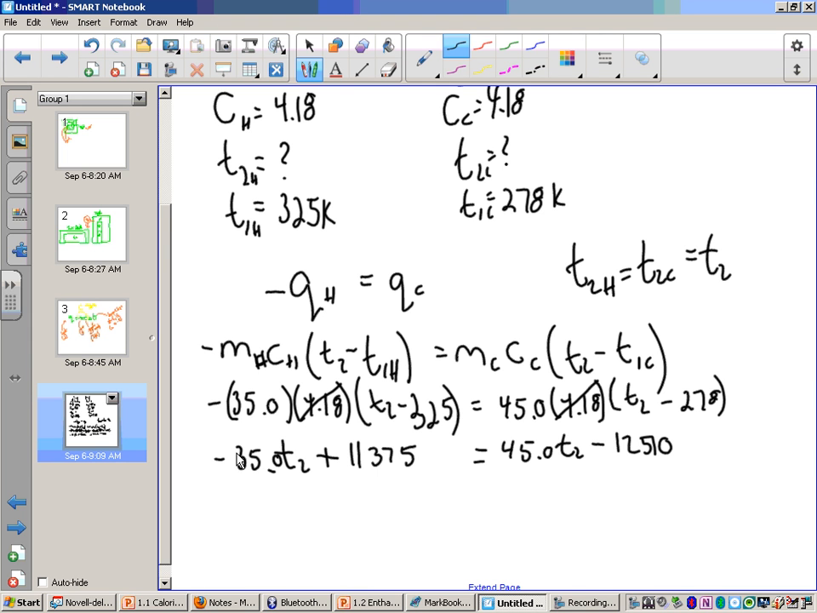So let's gather up our T2s. I would bring the negative over here to make it positive, so we're dealing with positives, and I'd bring this guy over to the other side. So I'd have my 11,375, and that's going to be plus 12,510 equal to 45.0 T2 plus 35.0 T2. So I can put those two together, 35 plus 45, that's 80 T2. And how about this big number here? Somebody got that put together? Yep. 23,800.